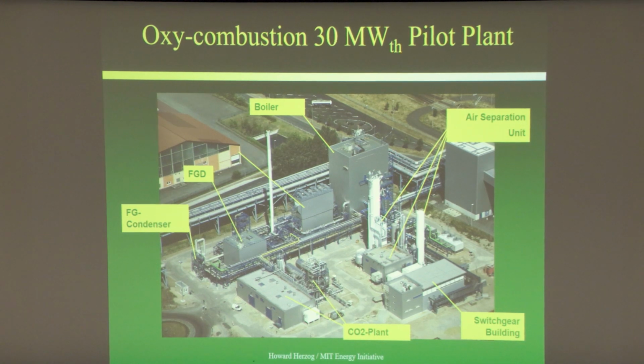Here's the air separation plant to feed the oxygen in. They had a flue gas desulfurization unit. And then the CO2 plant, basically what they did was liquefy the CO2, and you can see the liquid storage tanks that they put it in. A very successful demonstration. Unfortunately, they wanted to build a bigger plant, but in Germany, they weren't allowed to because the German regulations made it very difficult to get rid of the CO2.